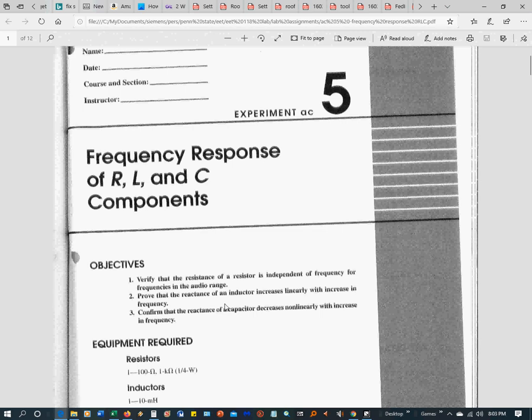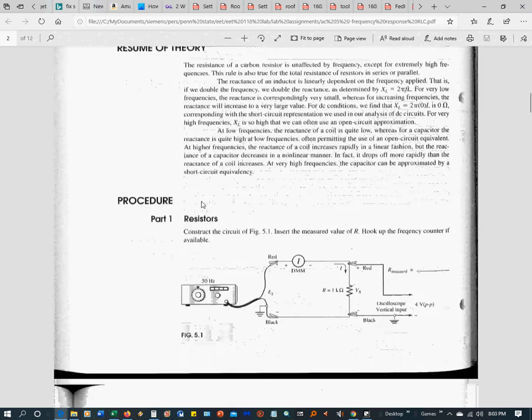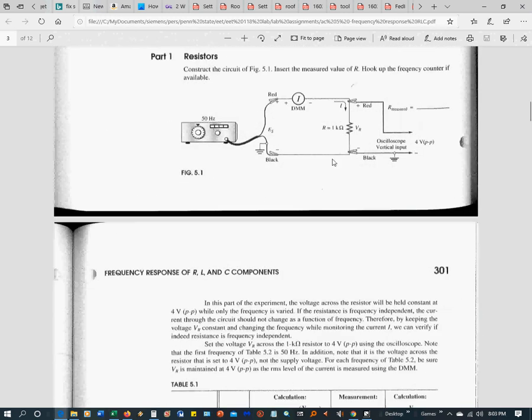EET 118 Lab AC5, frequency response of R, L, and C components. I'm going to show you how to do this circuit real quick.